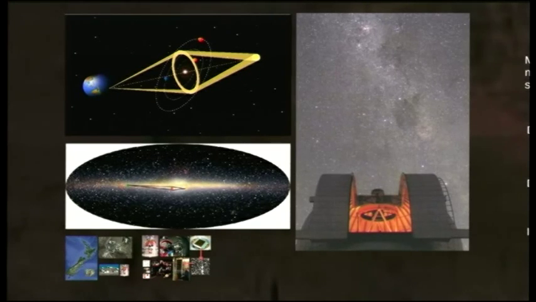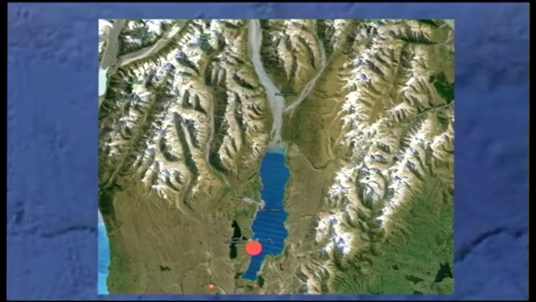We use this telescope, the 1.8-meter MOA telescope in the south of New Zealand. Down here, this is beautiful Lake Tekapo. Tekapo township is around about here. Mount Cook is somewhere up here. I'm not a geographer. And the telescope is around about there.